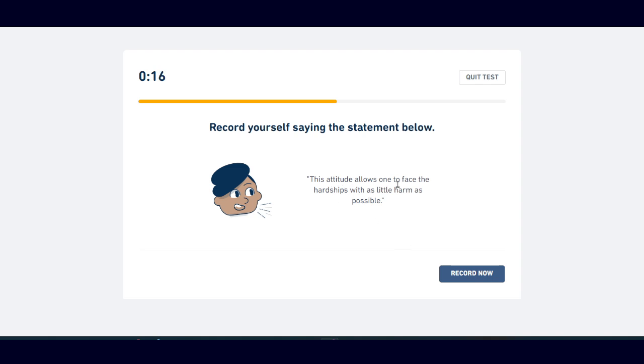This attitude allows one to face the hardships with as little harm as possible. This attitude allows one to face the hardships with as little harm as possible.